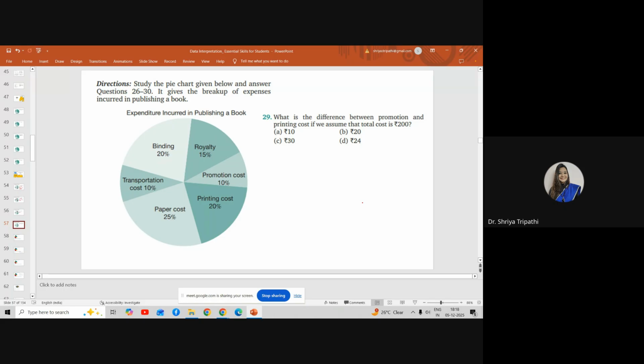Okay. What is the difference between the promotion and printing cost if we assume that the total cost is 200? We just now did that combination of binding and the other one, 20 and 20. Similar pattern we have to attempt here. Ma'am, B, 20. Okay. Others?